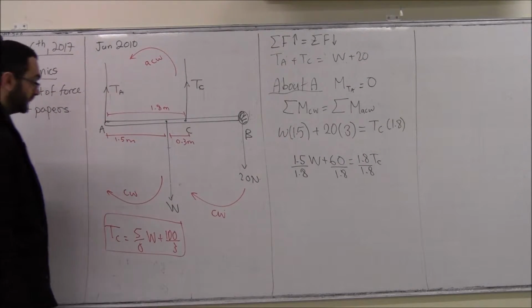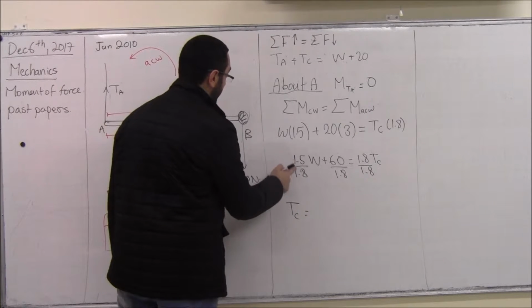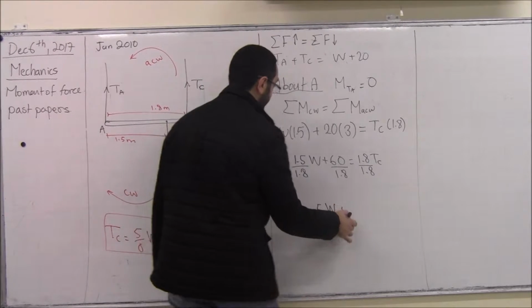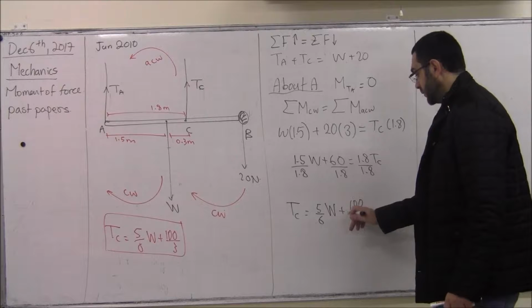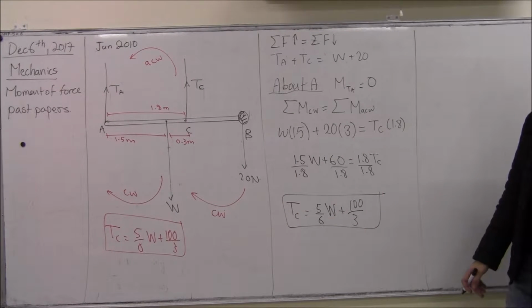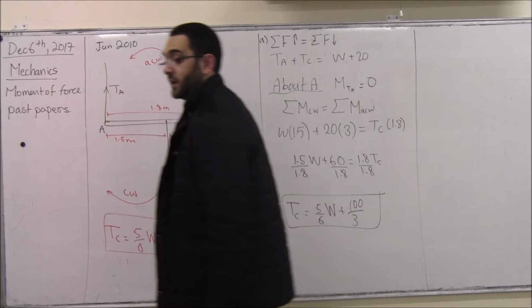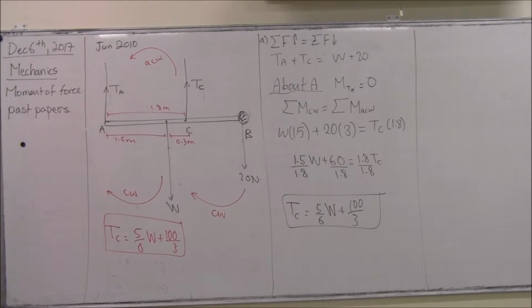So what we will have? TC equals 1.5 over 1.8, which is 5 over 6 W, plus 100 over 3. TC equals 5 over 6 W plus 100 over 3. This is what we are asked to find. This is part A.